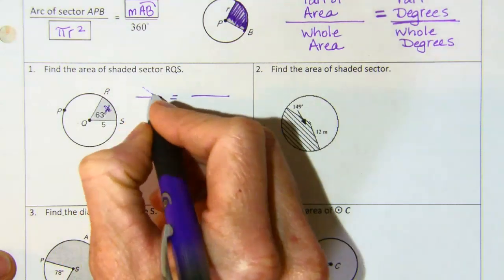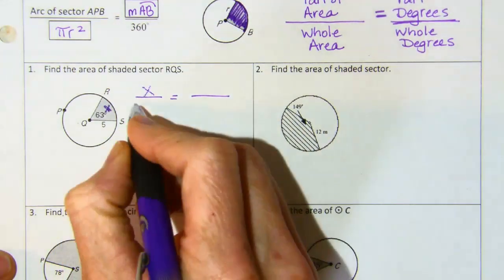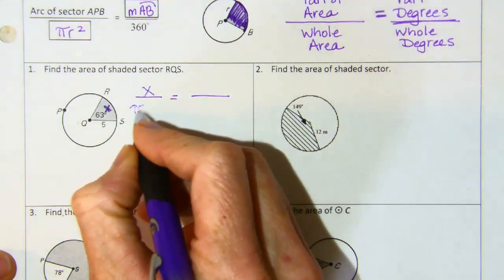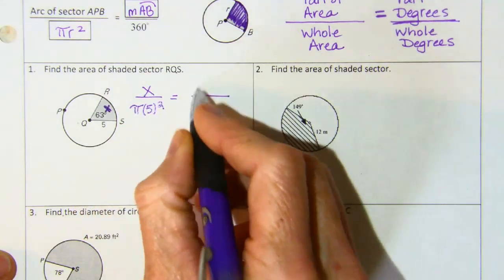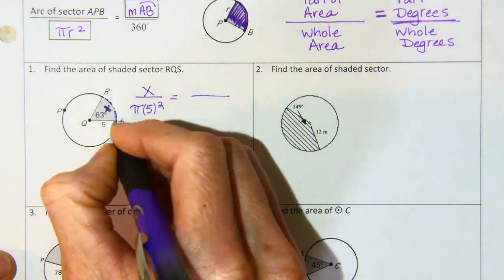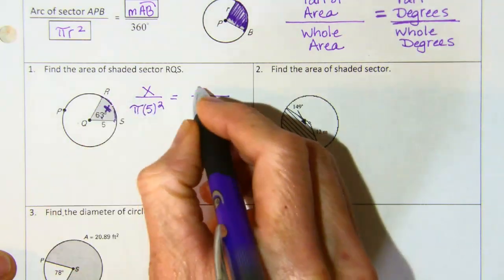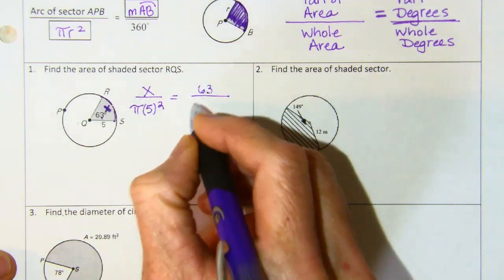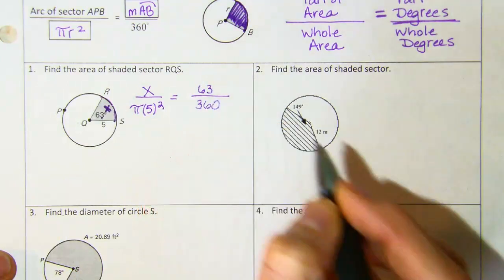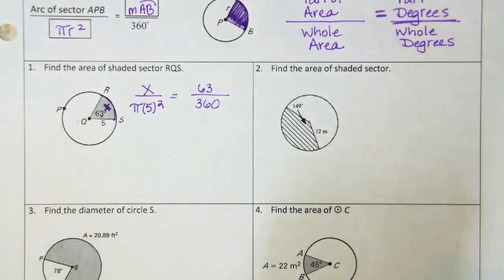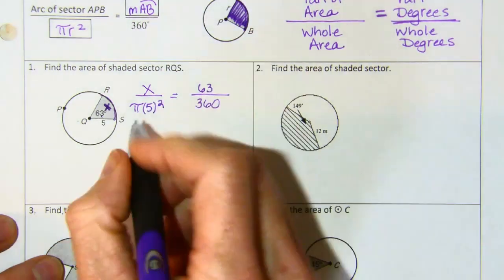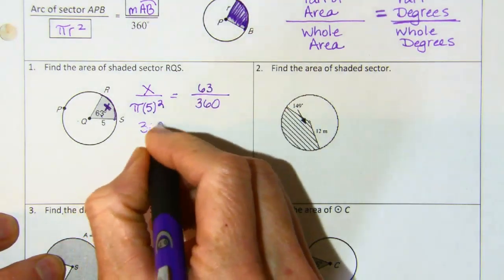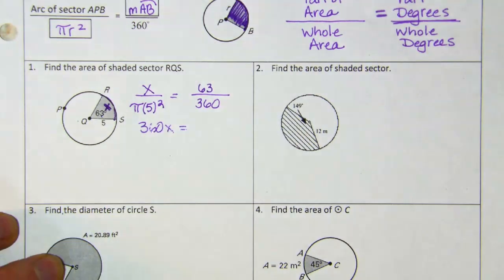So I'm going to call that x, over the area, so pi r squared, equals the degree of the arc, 63, because that's the central angle, over 360 degrees. So we basically just have on our hands again a proportion. So if I cross multiply, I get 360x equals.